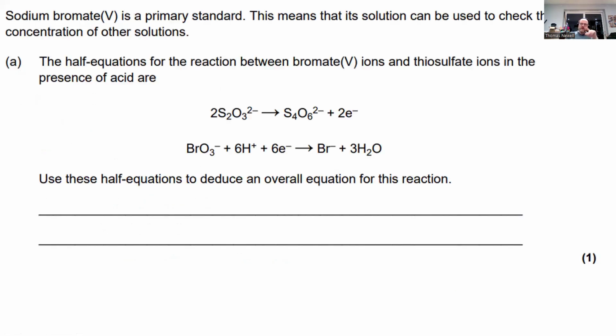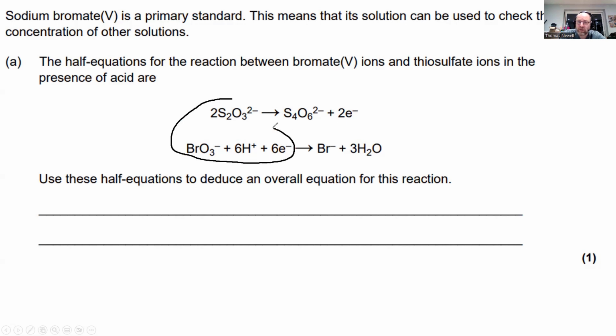Okay. This one I wanted to go through as a slightly different example. This is one where the electrons don't balance. What they've done is they've given us the half equations, which is nice of them, here and here. They've told us sodium bromate 5 is a primary standard. This means that its solution can be used to check the concentration of other solutions. The half equations for the reaction between bromate 5 ions and thiosulfate ions in the presence of acid are given. We've been given the half equations.